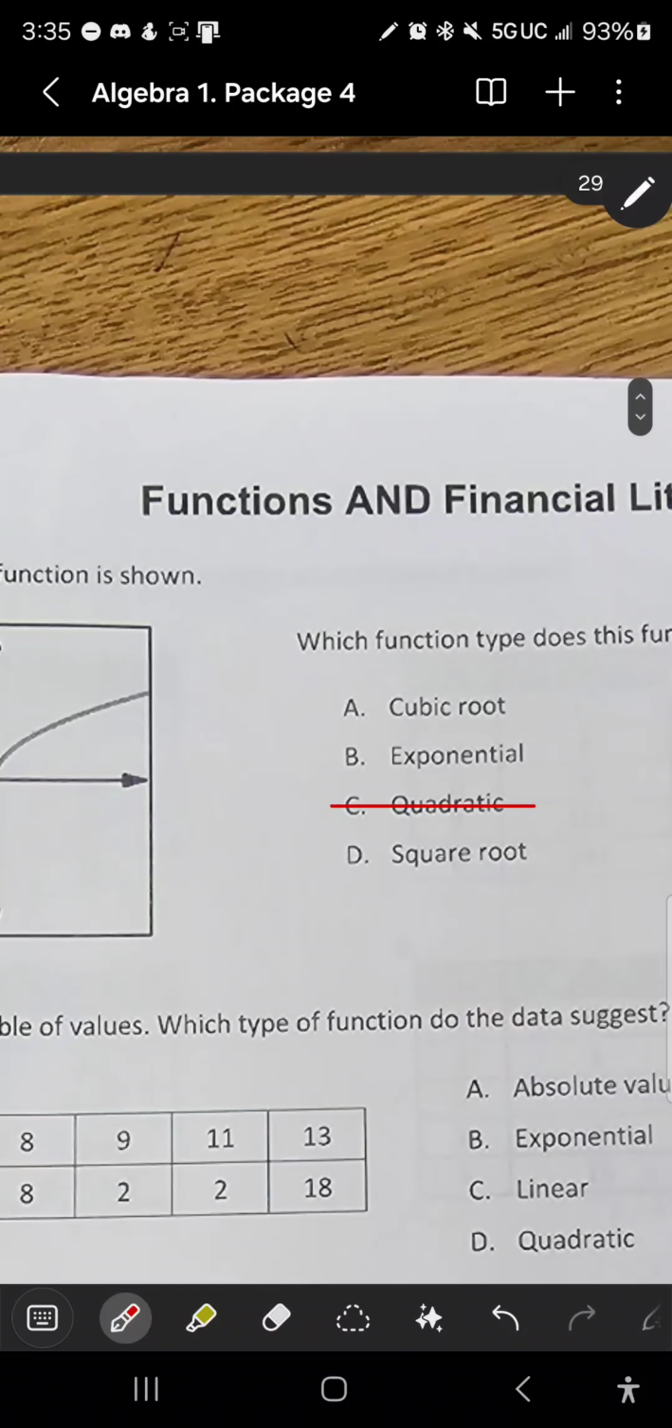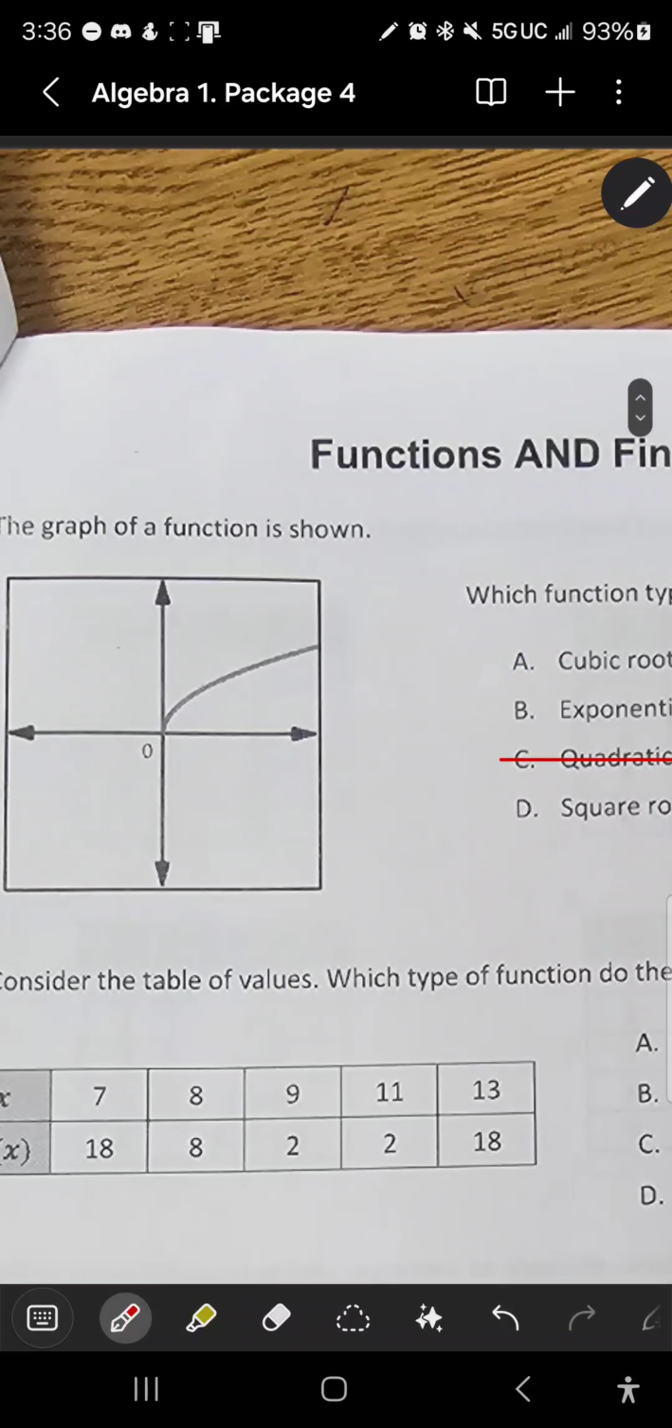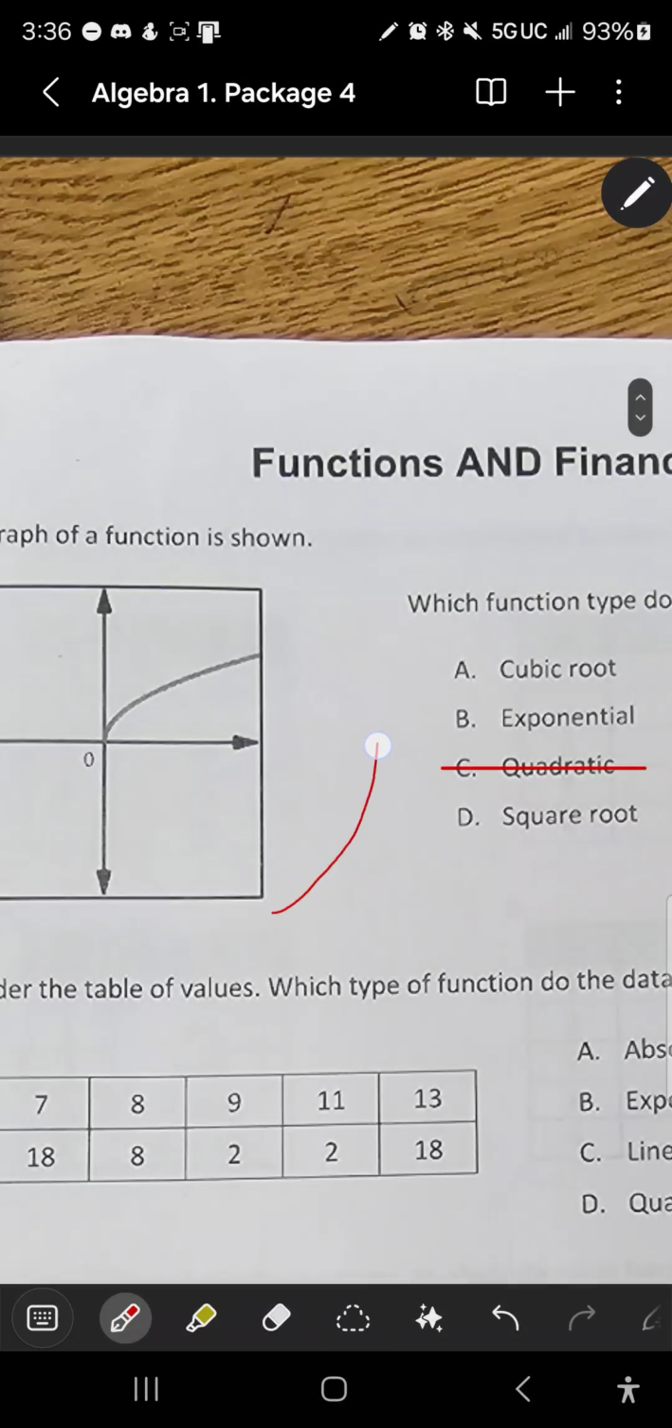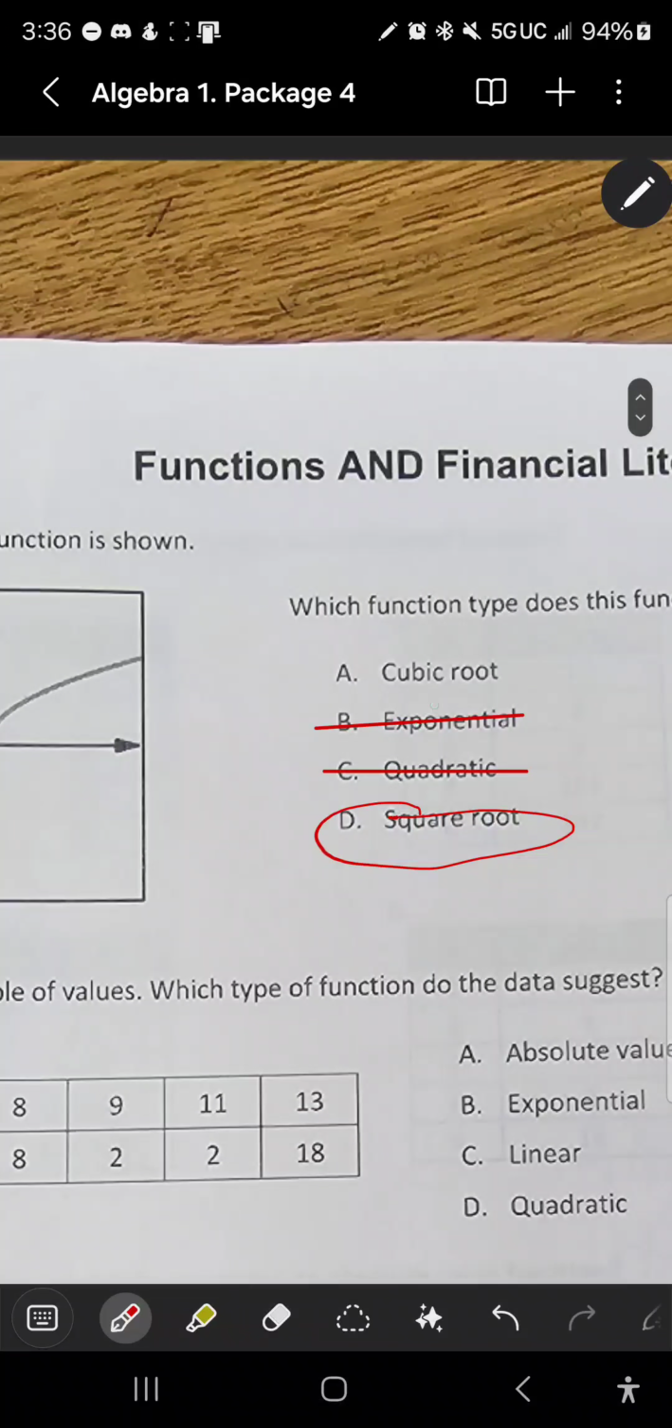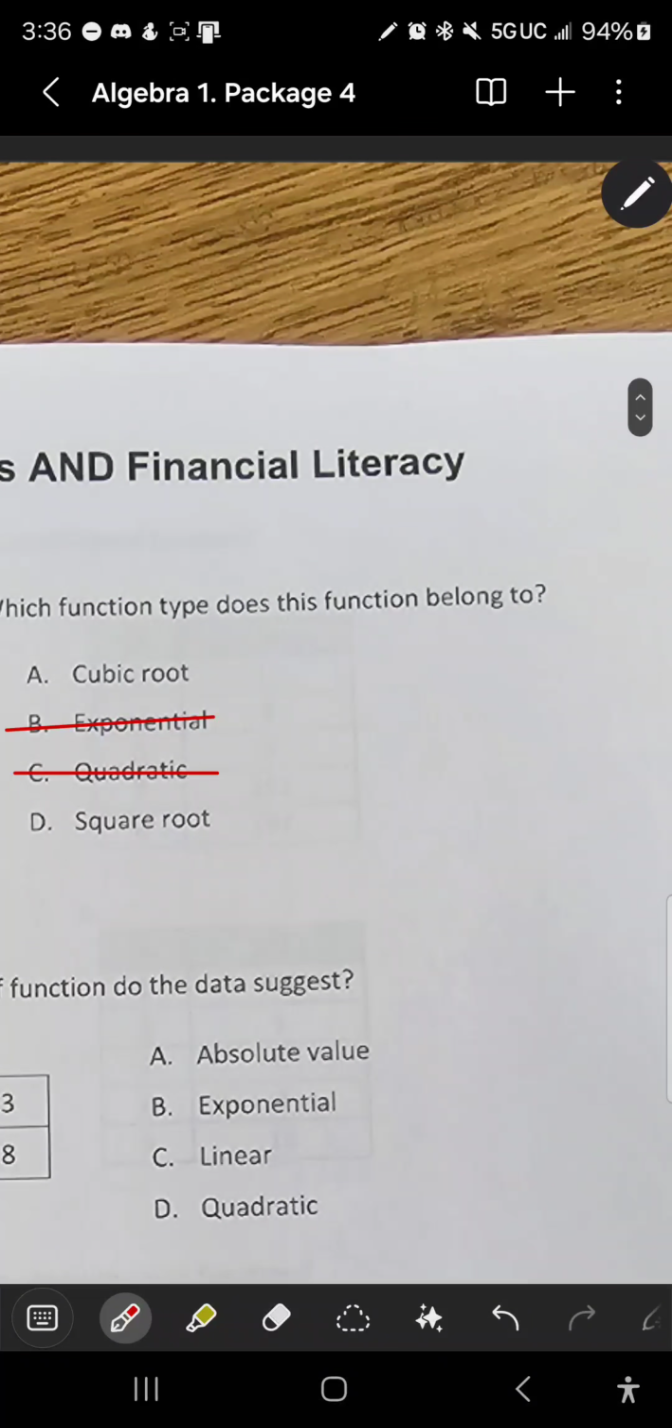Now for exponential. Exponential is either going straight up, but with a steeper slope every time, or going down with the same kind of slope like this. So we can see that this is not exponential. Now if you have any problem between square root and cubic root, use what I said last week.